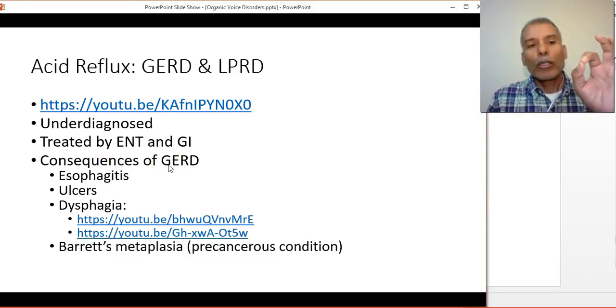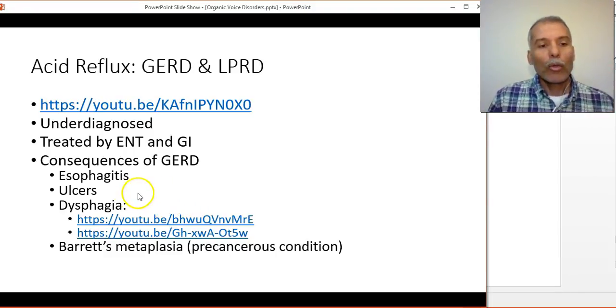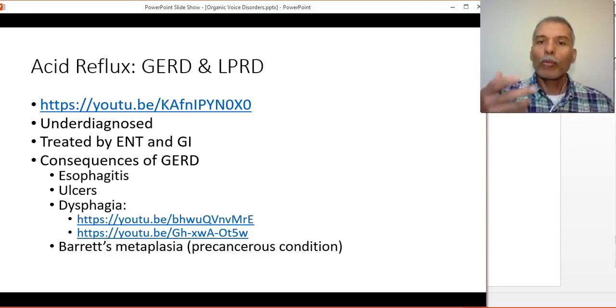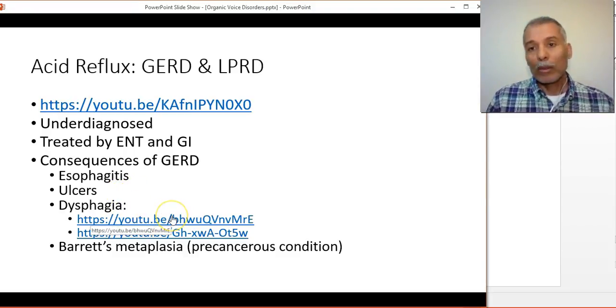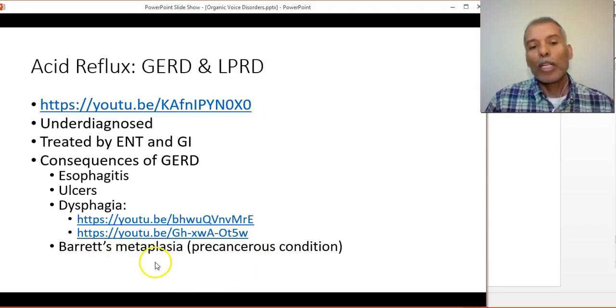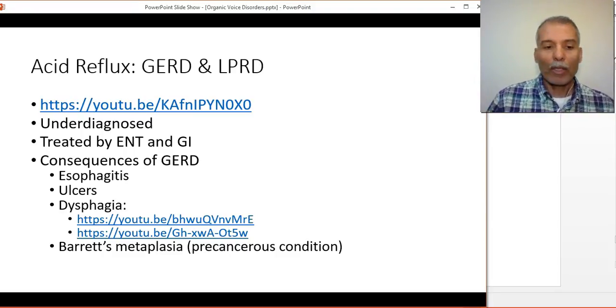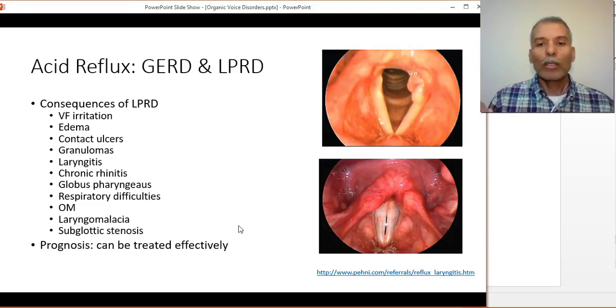So consequences now of GERD, gastroesophageal reflux, and then we'll speak about consequences of laryngopharyngeal reflux. So GERD, one of the consequences would be esophagitis, inflammation of the esophagus, ulcers, dysphagia, for example, because you remember the last stage of swallowing is esophageal. So here are two videos to show you more and to enable you to understand this condition more. There's Barrett's metaplasia, which is a precancerous condition that affects the lining of the esophagus itself. This is our main concern, of course, in terms of the vocal folds and the upper airway.